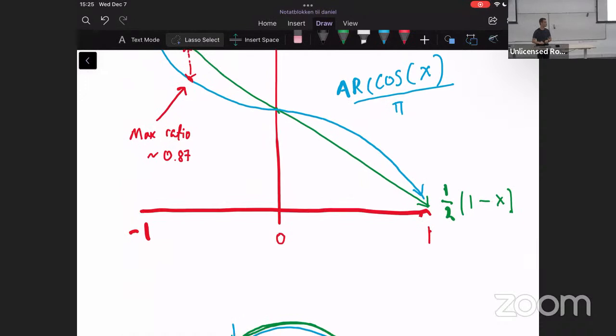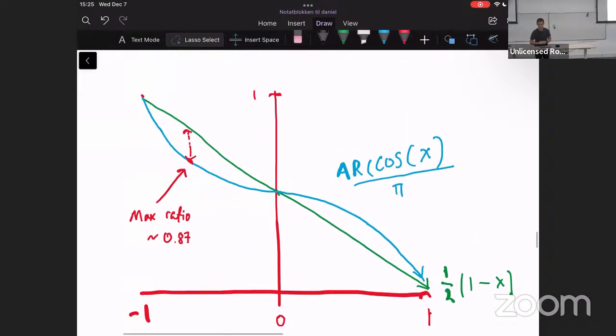So if you plot 1/2 (1 - x), you're going to get this green line, yeah? And if you plot arc cosine of x over pi between -1 and 1, you're going to get this blue curve, yeah? And what you're interested in is what is the smallest the blue can be relative to the green, and it turns out to be at most 0.87.